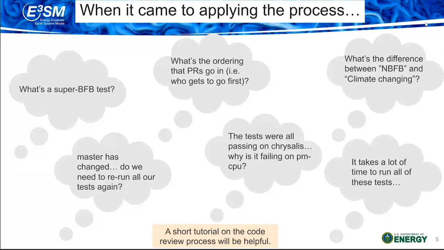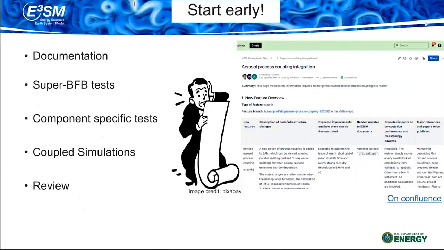So next, what I'll be talking about are lessons learned. Start early. There's documentation, bit-for-bit tests, component specific tests, coupled simulations, and the review, and maybe an iteration, especially if there are changes that we need to make in the code that are found during the review process. What we found was documenting all these steps is important so that we don't miss any of them. What we used was Confluence, but of course there might be other platforms that we can do this better on.